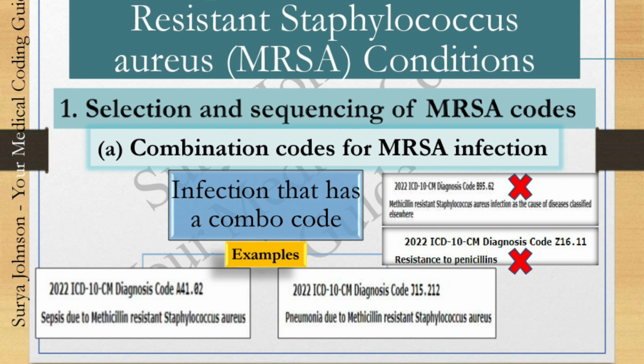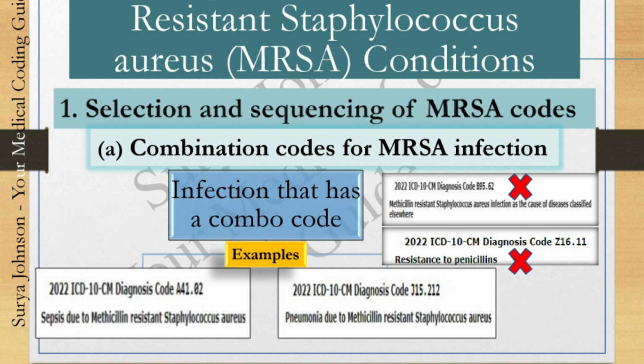Because if there is already a combination code that describes the condition and also this MRSA, then you should code only that one. Because B95.62, MRSA infection as the cause of disease classified elsewhere, means this is a cause of some disease that is classified separately, that is elsewhere, somewhere else. In that scenario only, you'll code that disease and then this MRSA.